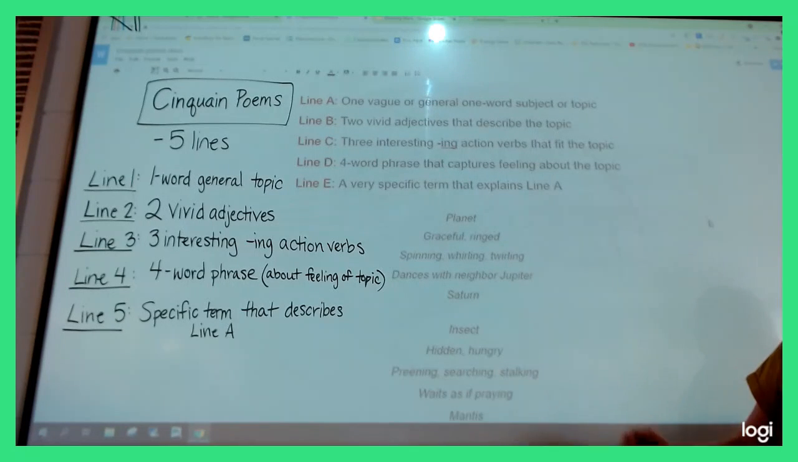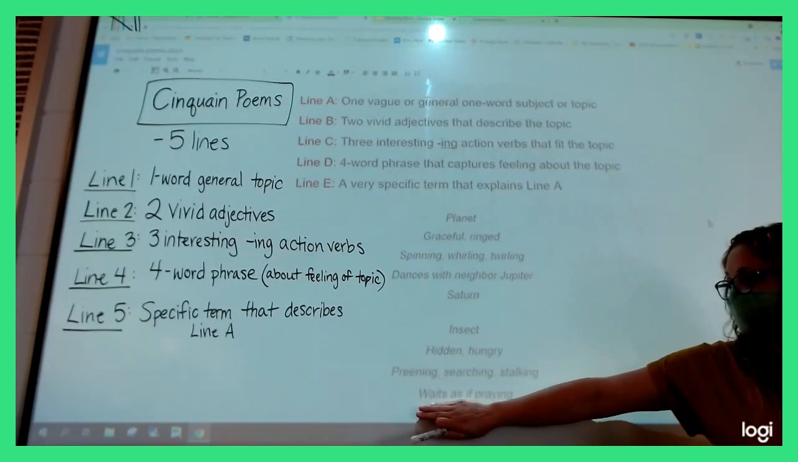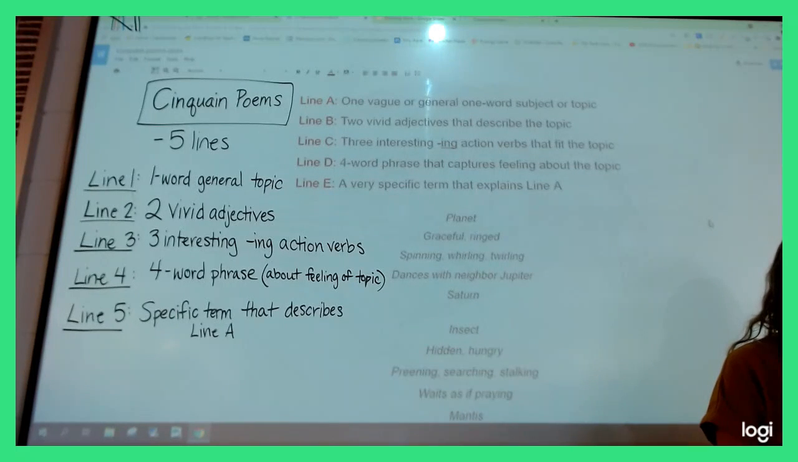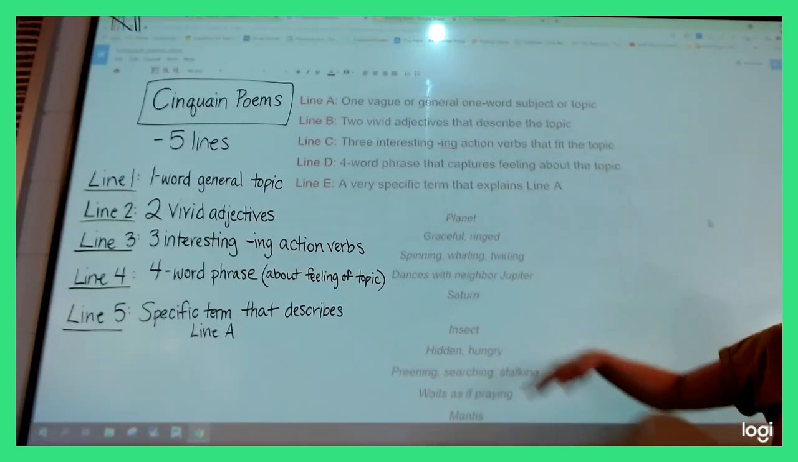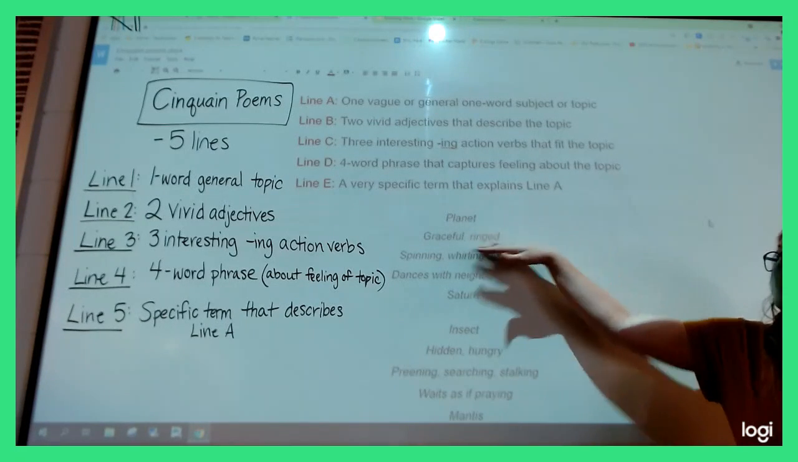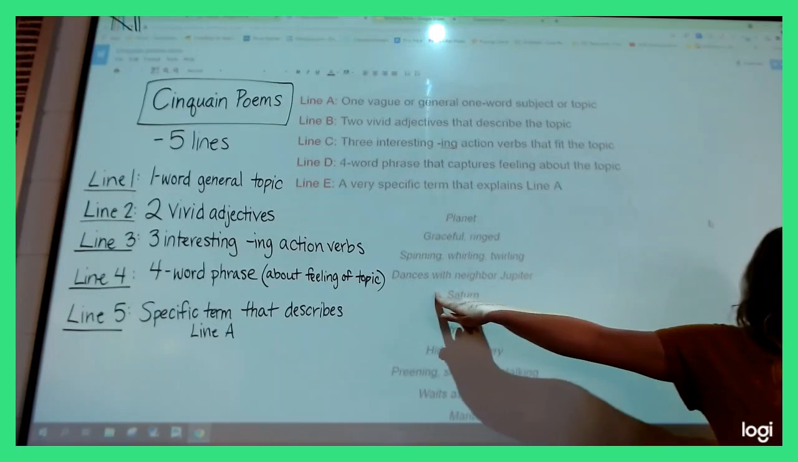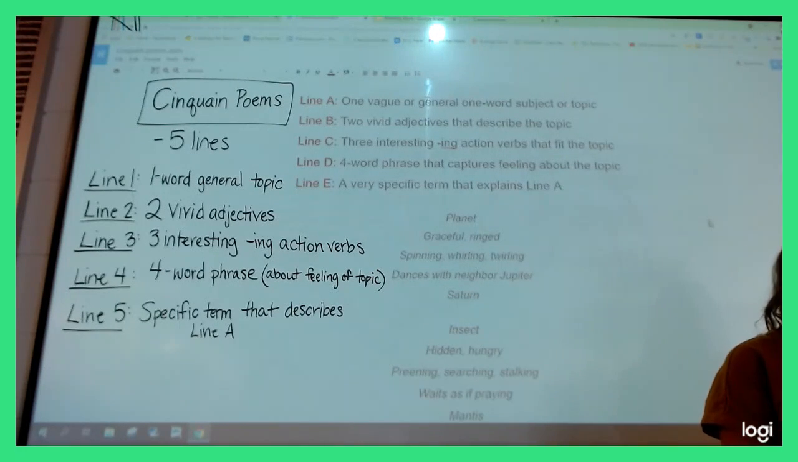Okay, I see your confusion. So with this phrase, waits as if praying, they could have said praying mantis at the bottom. However, is that 2 words? So they had to get creative and just stick with the main part of the animal's name. Okay? So if I was doing a brown bear and I put bear at the top and described the brown bear, I would probably not be able to say brown bear at the bottom because that's 2 words. So I'd have to get creative. Okay? All right, any other questions?